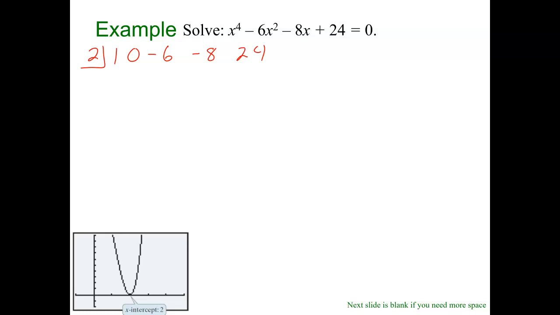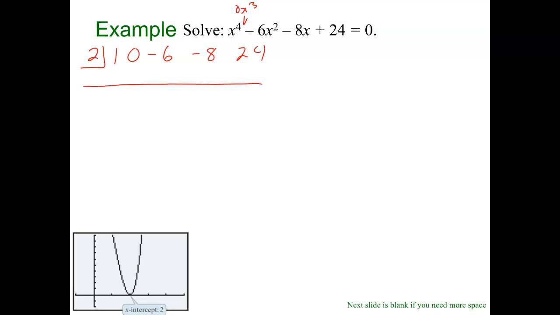So the reason we need that placeholder 0 is, what exponent am I missing in that polynomial? I'm missing x to the third. So I have to have that placeholder 0 to account for the missing x to the third. Okay? So I've got 4, 3, 2, 1, 0 on my powers, so now I can do my synthetic division.